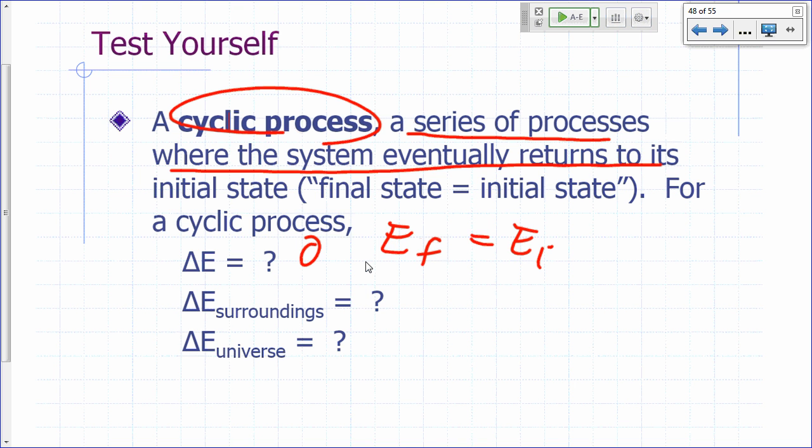We say energy is a state function. So delta E, in other words, if you were to add all the Q's and the W's for all the processes you went through, all of those Q's and W's are going to add up to 0. What would be delta E for the surroundings? 0. And delta E for the universe? 0.